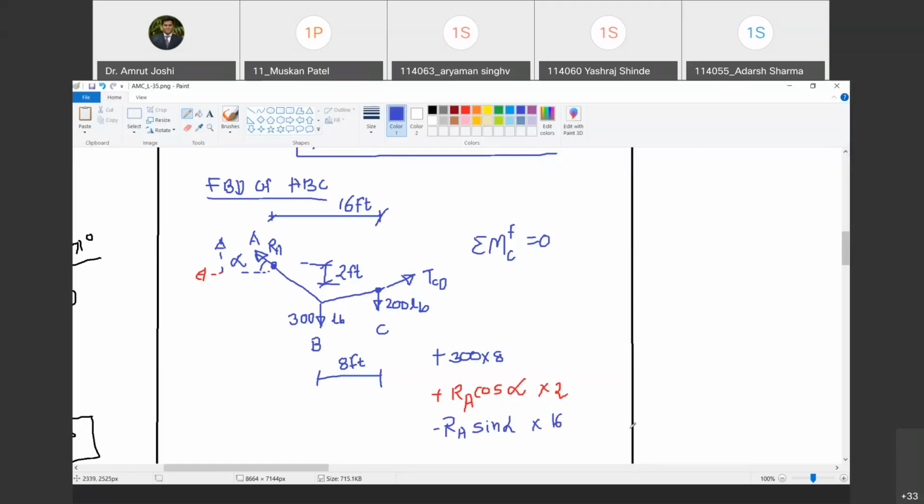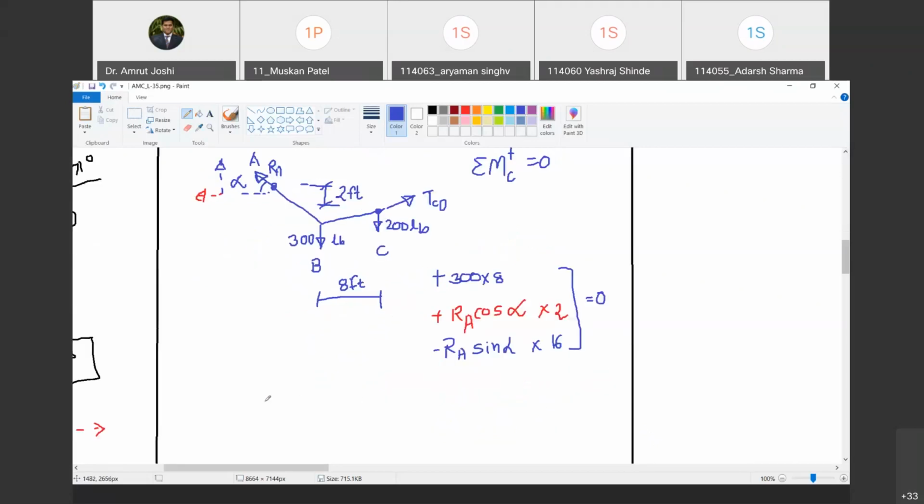Yes, sir. And what is the moment of 200 pound at C? 0. Nothing, because its line of action passes through C. What is moment of TCD? 0, because its line of action passes through C. So are we done with all the moments? Yes. So this has to be equal to 0. Do you agree with me?